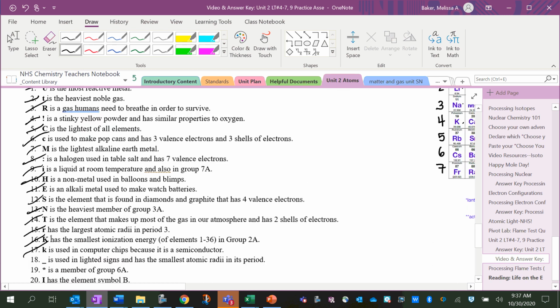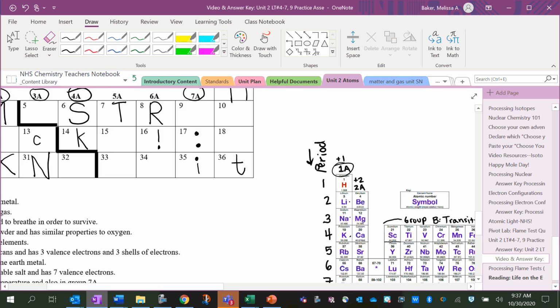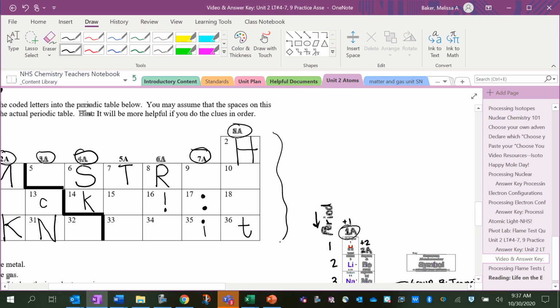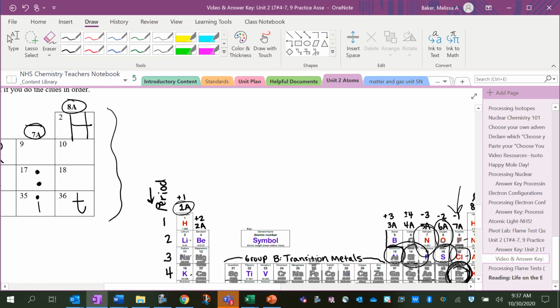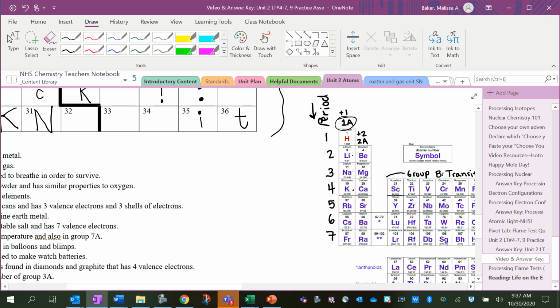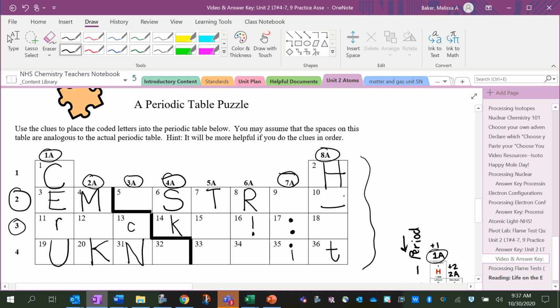Underscore is used in lighted signs and has the smallest atomic radii in its period. So it's used in lighted signs. The smallest ones are over here because they have the most protons for their row. So it's either number 10 or number 18. Neon is used in signs. So I'm going to do an underscore.